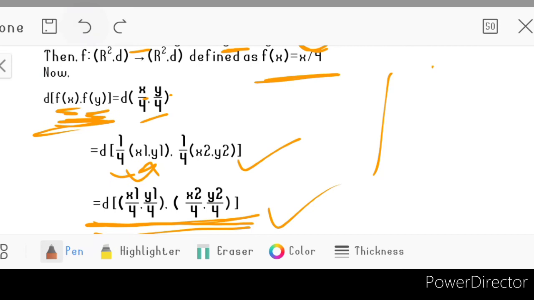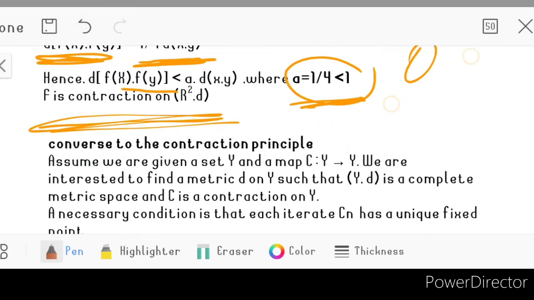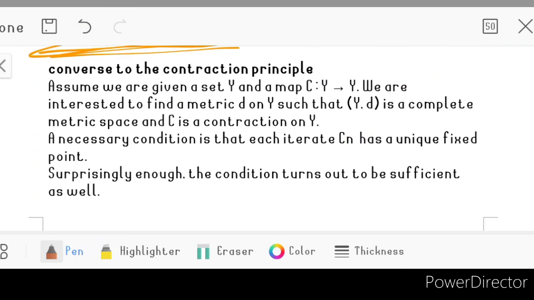Now let us discuss the converse to the contraction principle. Assume that we are given a set Y and a mapping C from Y to Y. We are interested in finding a metric D on Y such that (Y, D) is a complete metric space and C is a contraction on Y. A necessary condition is that each iterate C^n has a unique fixed point. Surprisingly enough, the condition turns out to be sufficient as well.